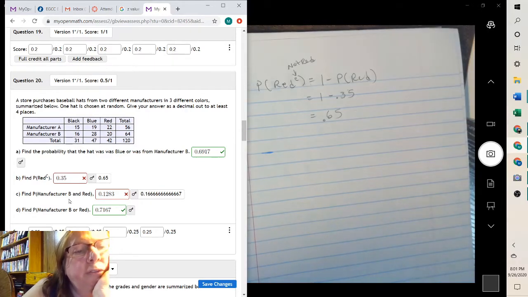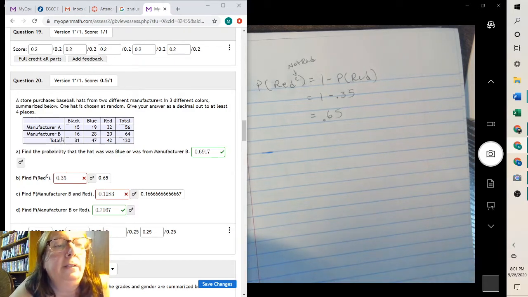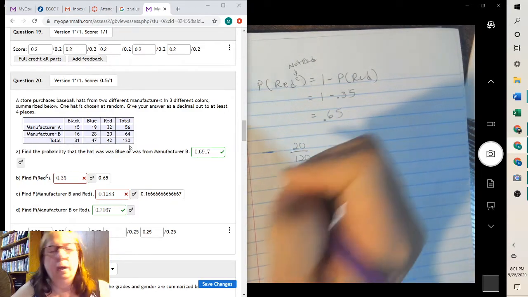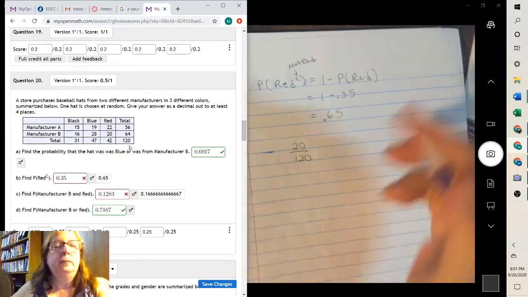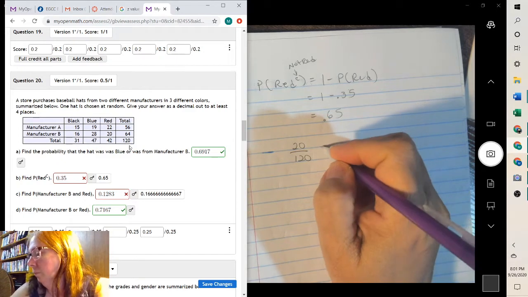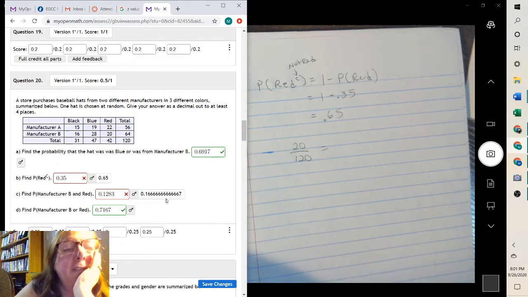Probability of manufacturer B and red, then you want to find out where B is, it's this one, and red. So it's 20 out of the total, or 1/6, 0.16666.